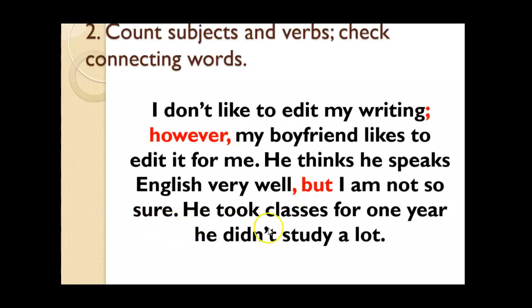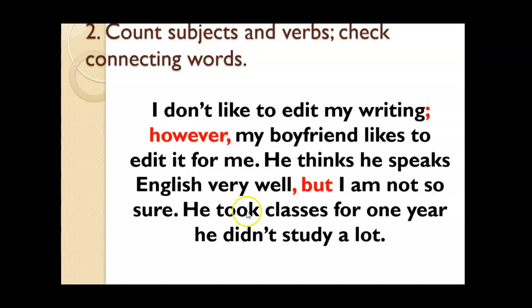Let's look at the last sentence. He took classes for 1 year. He didn't study a lot. Here we have he took, one subject verb. He didn't study. So we have two subjects and two verbs. Can we put an optional that? He took classes for 1 year that he didn't study a lot? No, it doesn't sound right. So this is actually a run-on sentence because it has two subjects and two verbs, no connecting word, and nothing to break it up. There's a lot of different ways that we could fix this sentence.